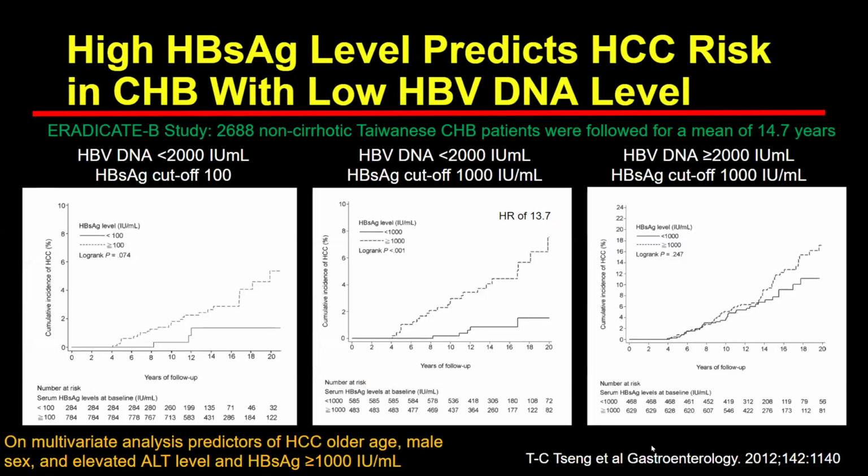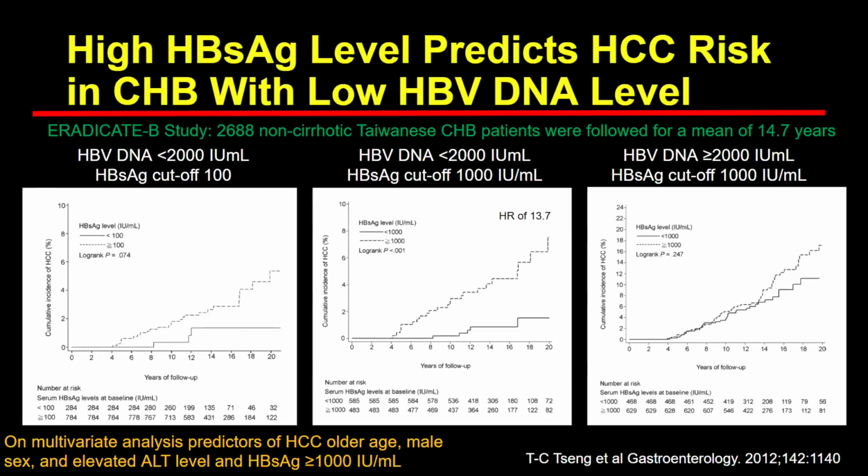Now, where surface antigen levels may perform better than DNA in HCC risk assessment is the population with low HBV DNA levels. That's shown in the middle panel with the outline by the red box. In this patient population, a high surface antigen level greater than 1,000 was associated with a significantly higher risk of HCC compared to those with a level less than 1,000. It was an almost 14-fold higher risk of HCC.